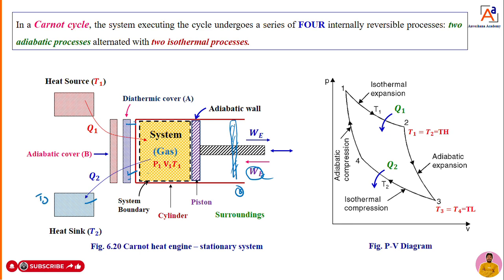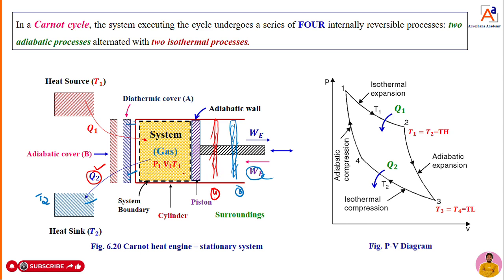That constant temperature is represented as T2. The amount of heat rejected from the system to the surrounding is represented as Q2. So when the piston moves from point 3 to 4, the piston is moving from 3 to 4, you are going to do compression.